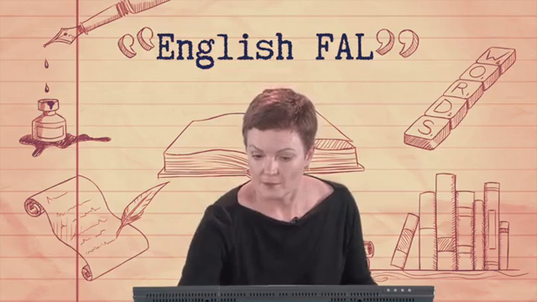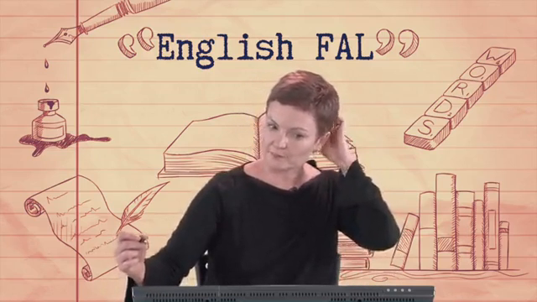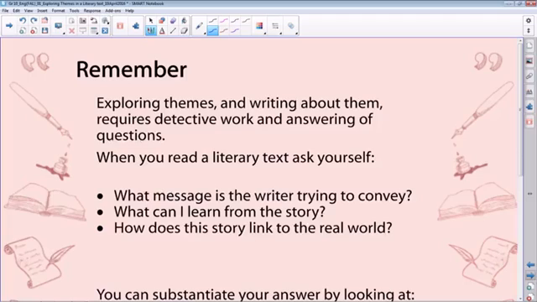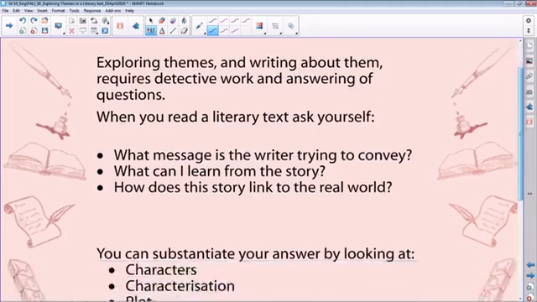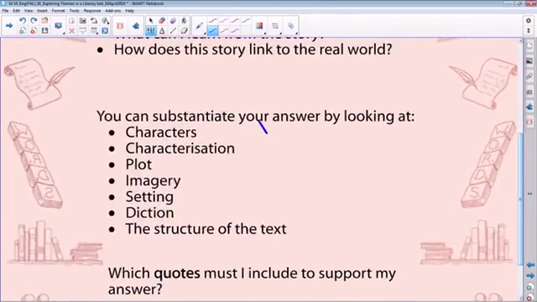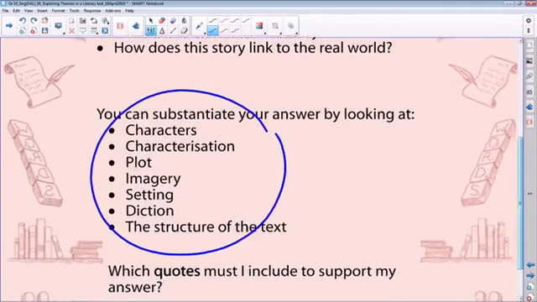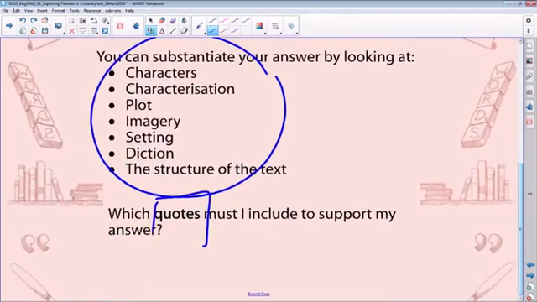And what I want to end with is that when you explore themes, be a detective. Answer the questions, and then ask yourself those same questions. What is the message? What can I learn? And how does the story link to the real world? You're going to look at those aspects to substantiate. And you're going to find quotes. And remember, don't quote sentences and sentences. The quotes must be just a scatter of quotes across your page, and obviously in quotation marks.